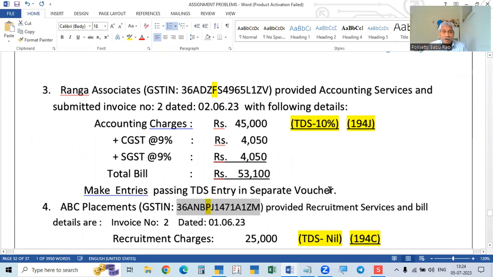So that we will take up tomorrow, in the next video. Today I'm stopping here. In the next video, we take up the other types also, which we will deduct. And how to make the payment.